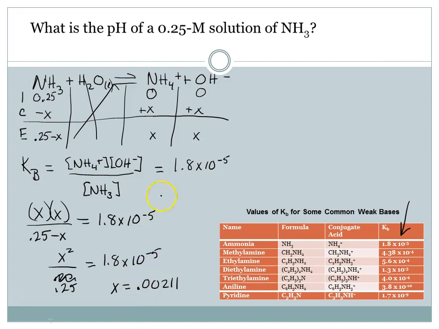Now before you go, I'm done! Just go back and look at what the problem was. What is the pH? Now for pH, remember what you need for pH. You're going to take the negative log of your concentration of hydrogen ions.